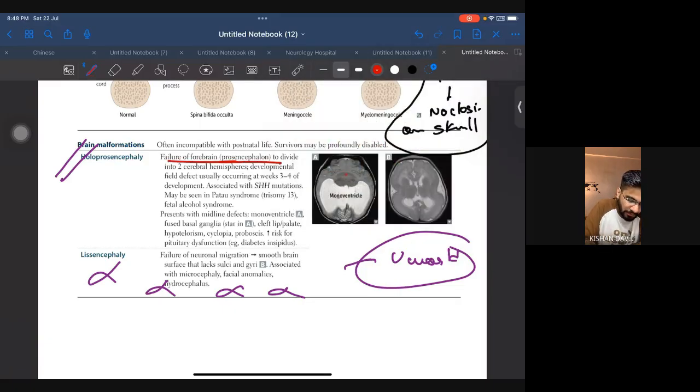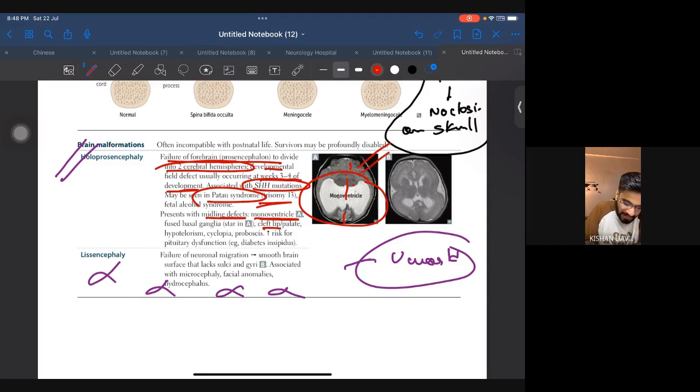Failure of forebrain to divide into two cerebral hemispheres. The developmental defect usually occurs at week 3 to 4, associated with H-double-H mutation, may be seen in Patau syndrome. Patau syndrome, trisomy 13. We discussed this in biochemistry. Present with the midline defect, monoventricle. There will be no midline. This image is very commonly given. It can be associated with cleft lip, cyclopia, proboscis, increased risk of pituitary dysfunction. So you can avoid all this.